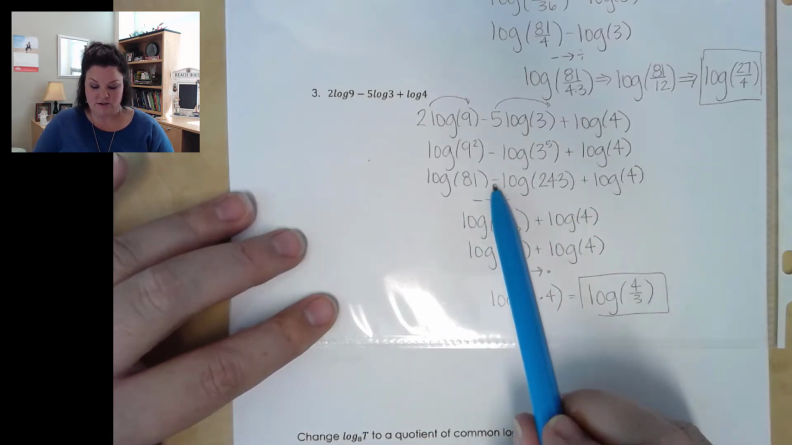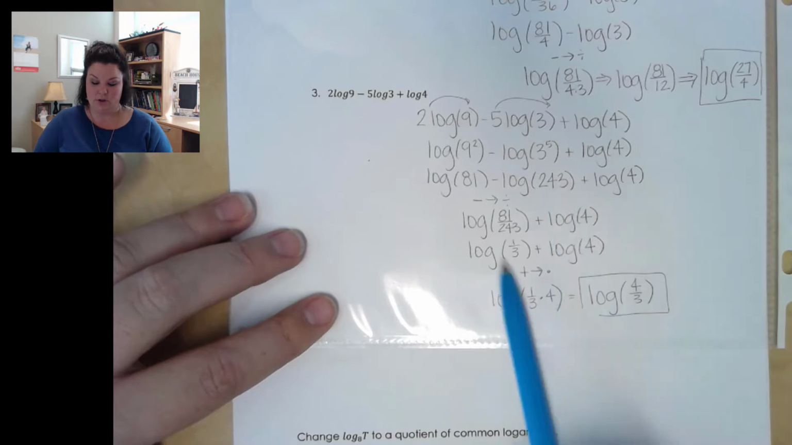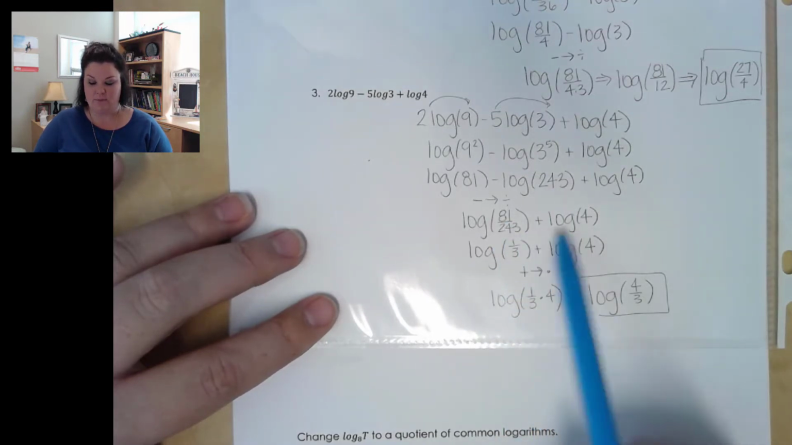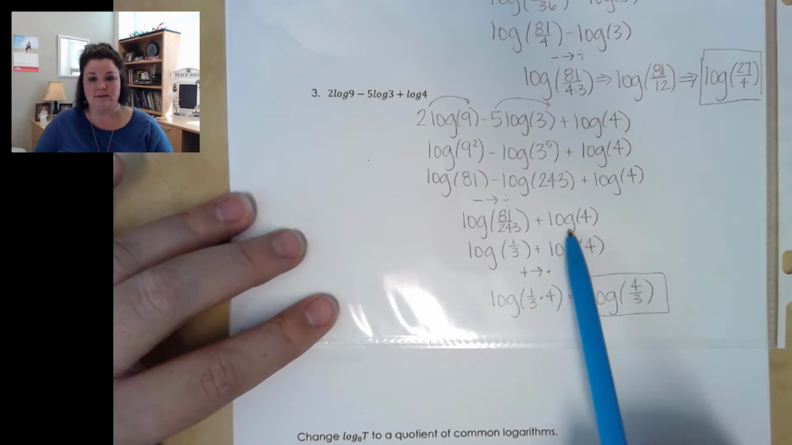So a subtraction turns into a division. So 81 is going to be on top, 243 is going to be on bottom. So I end up with log of 81 over 243. And then I have this last term over here plus log 4. Remember, addition condenses into multiplication.